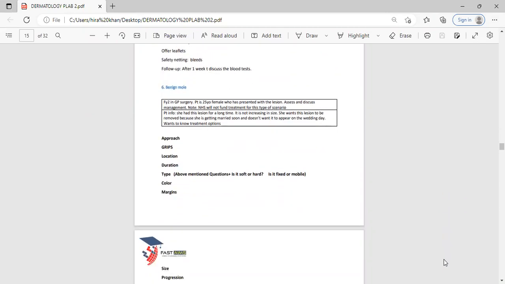So the next scenario is benign mole. Please, people, the same approach applies here. Please do practice. Anyone who wants to, please give your name. Dr. Barbara, please give it a try. Dr. Barbara, same approach, nothing different.